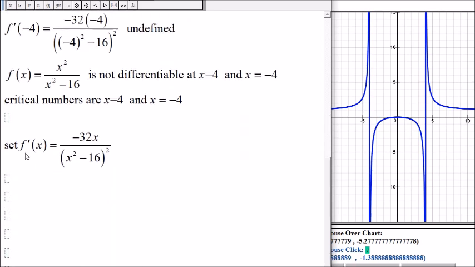And then the second way to find critical numbers is we set the derivative equal to 0 and solve for x.